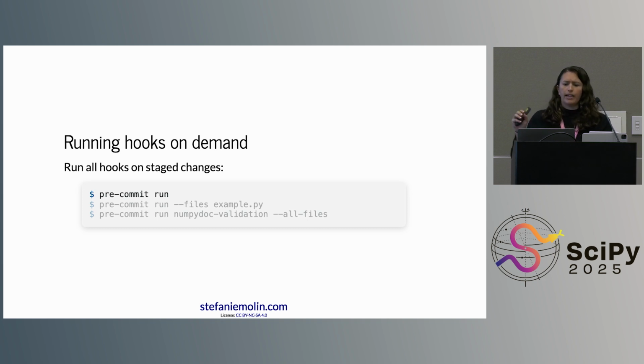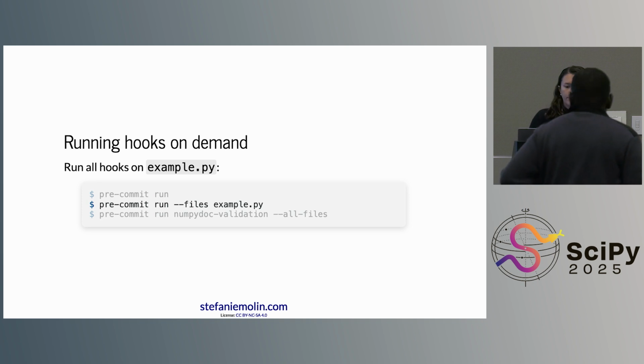You could do something like pre-commit run --files, and then you can enumerate each of the files that you want to run on. So in this case, it's going to run all of the hooks on only the example.py file.